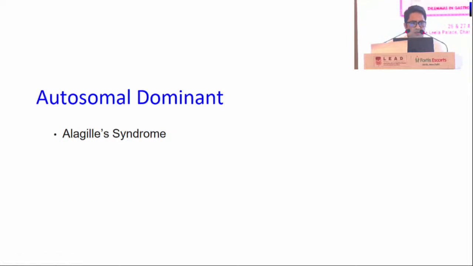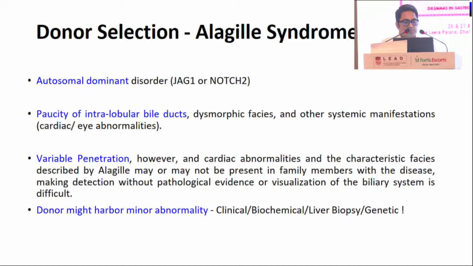Autosomal dominant disorders like Alagille syndrome, again the importance of genetic analysis before accepting the donor is very important, because literature is replete with case reports saying that Alagille syndrome after transplant leads to graft dysfunction, and also it can be transmitted. So in such cases, we have to have a proper donor biopsy before accepting the donor as a right candidate for the donation process.